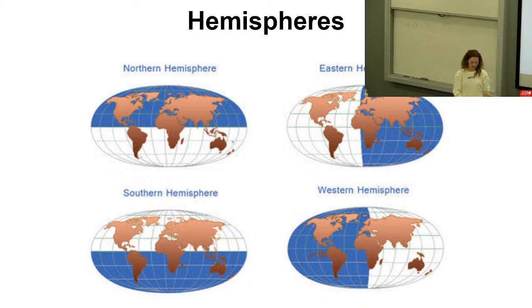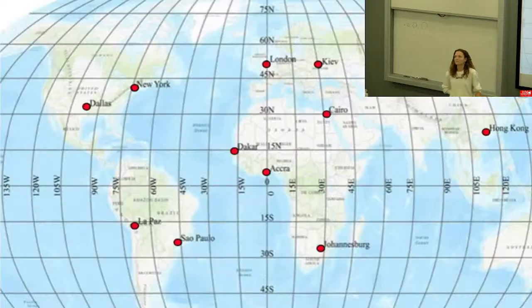Now here's some more pictures of the hemispheres. Remember, these are important because we talk a lot about them in labs 4 and 5, how they affect our seasons with the tilt and everything. So these are our hemispheres: northern, southern, eastern, and western. And they're divided by the equator and the prime meridian and international date line.